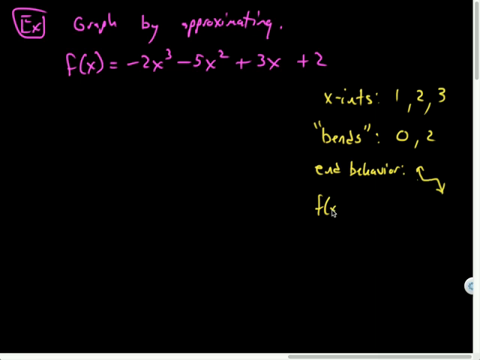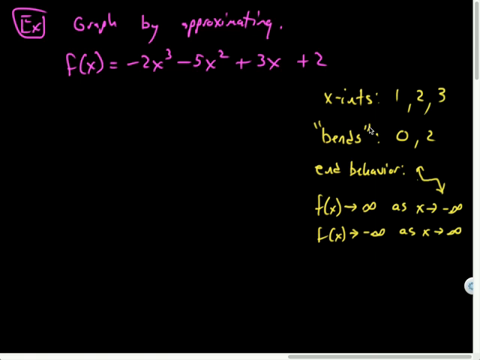f of x approaches positive infinity. It's going up as x approaches going to the left, so negative infinity. And f of x approaches negative infinity, it's going down to the right, as x approaches positive infinity. Right? x is going positive to the right, y is going down, is what that statement describes. So there's the end behavior, all sorts of good stuff I can gather.